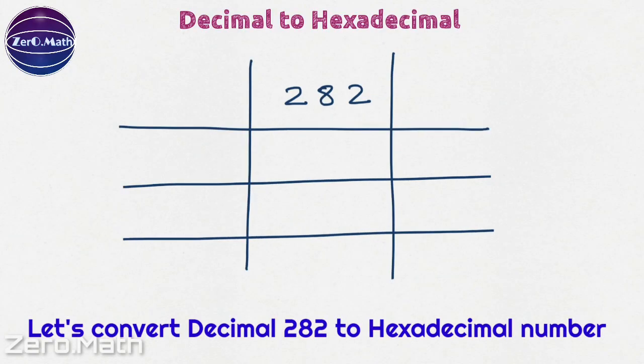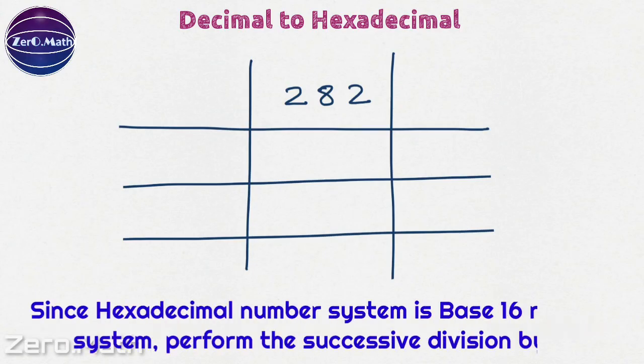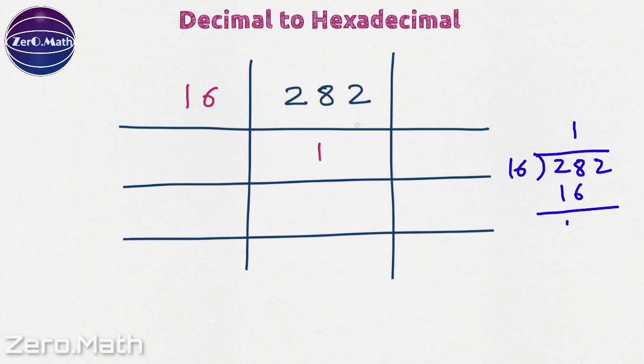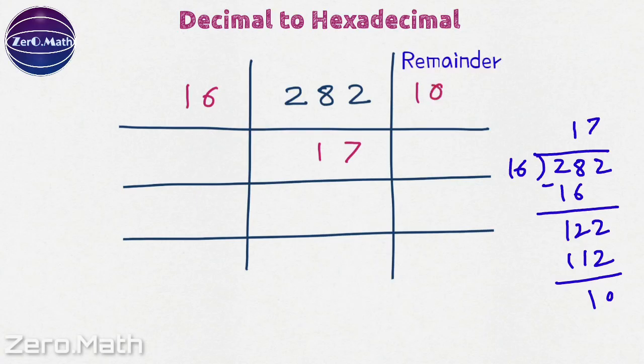Let us convert the same number 282 base 10 to the hexadecimal number now. Since the hexadecimal number is a base 16 number system, we'll perform successive division by the number 16. So here we go. How many 16s can go into 28? So 16 ones are 16. The remainder will be 12. So we'll take this 2 down, so it will be 122. 16 sevens are 112. So 122 minus 112 gives remainder as 10.